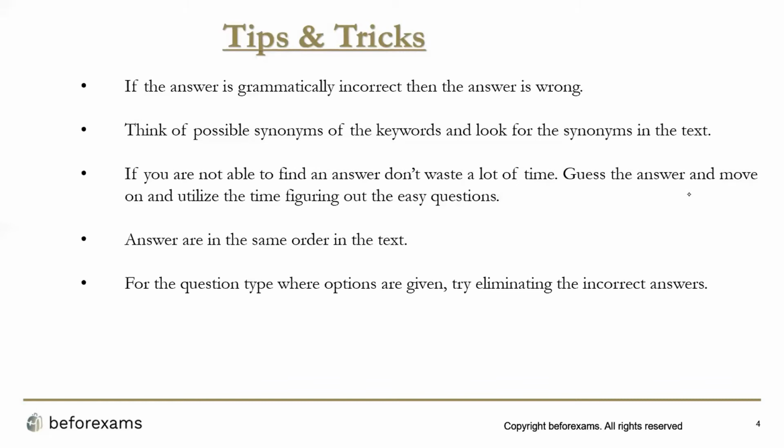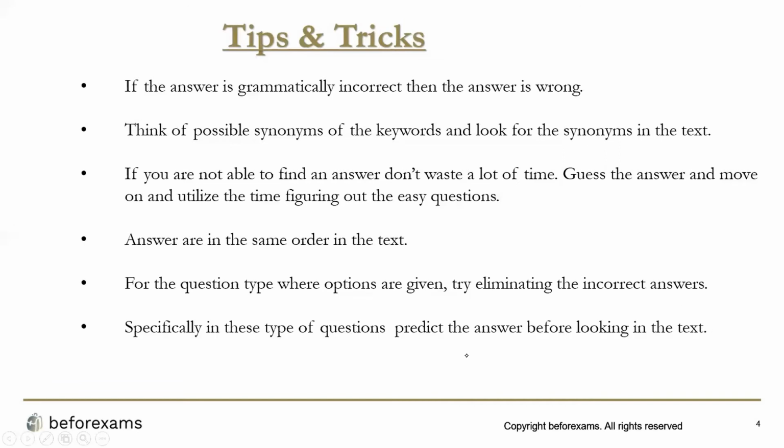So this is what you can do. What you can do here is, for the question where options are given, always try to eliminate the incorrect answers. I'll be telling it to you in a better way when we'll be looking at the example. Always try to eliminate. By just looking at those options, there will be many options which you will think are not the correct answer, and that you can eliminate.